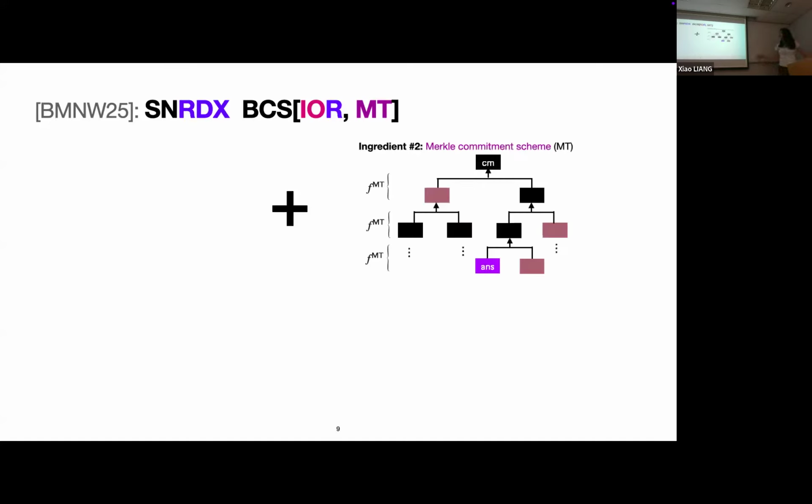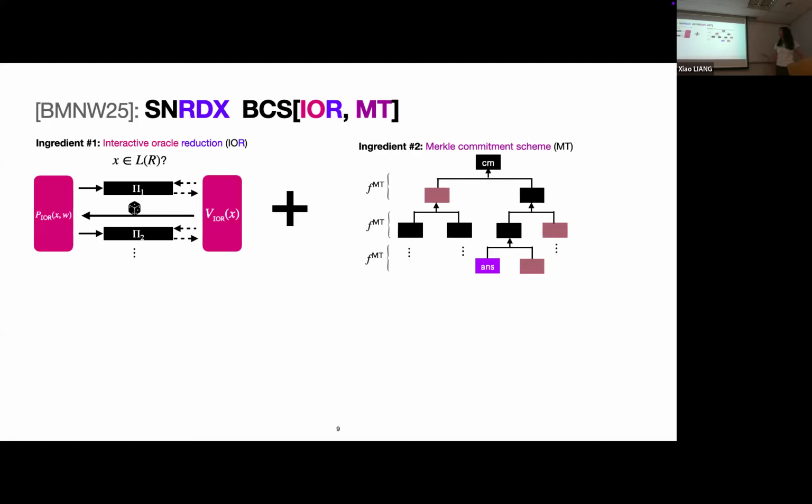So it still uses the same second ingredient, but for the first ingredient, instead of the IOP, we now have an interactive oracle reduction. So again, the prover will try to reduce an instance of a harder relation to an instance in an easier relation.